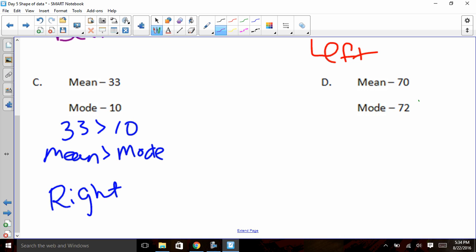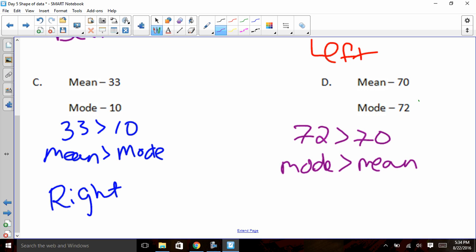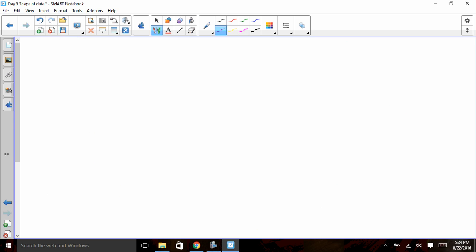And D, I have 72, it's larger than 70. Therefore my mode is larger than my mean. And by quick skills, we see that's exactly what I see on part B. So therefore it must also be a left skew. All right, looks like we're done for the day.